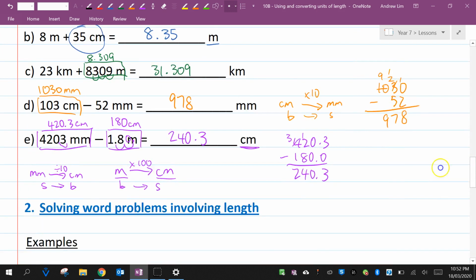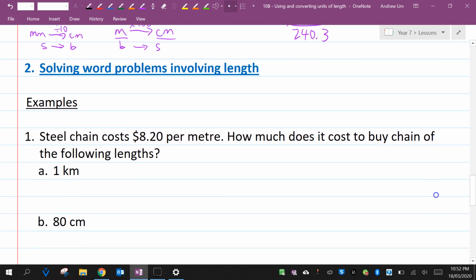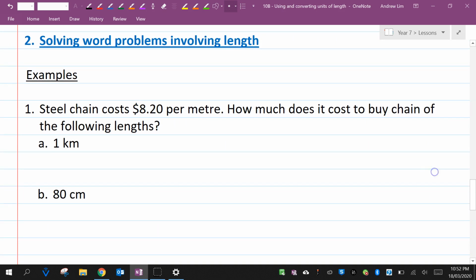Okay, so now we know how to add and subtract. Let's have a look at some word problems involving length. So here we have an example. Steel chain costs $8.20 per meter. How much does it cost to buy a chain of the following lengths? Okay, so 1 meter is $8.20, but I want 1 kilometer. So if I want 1 kilometer, how many meters is that equal to? That's equal to 1,000 meters.